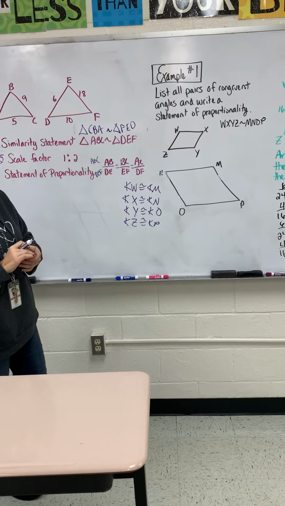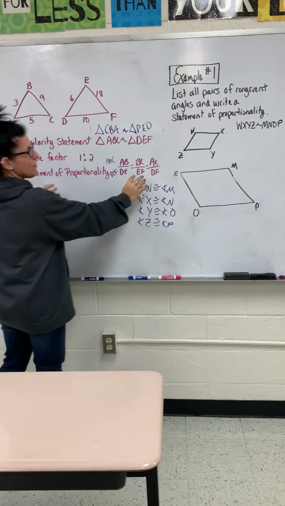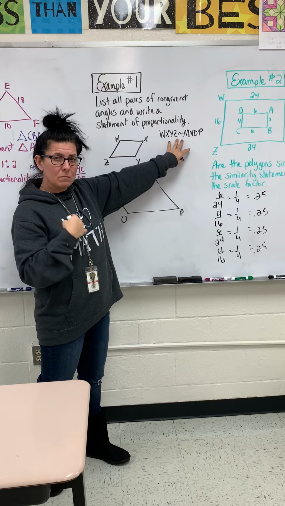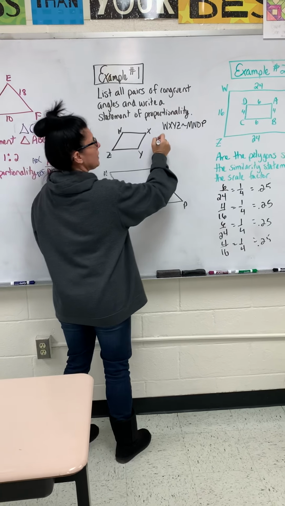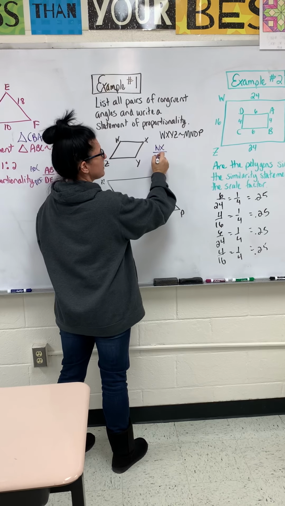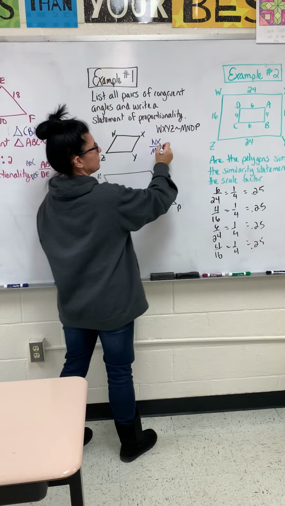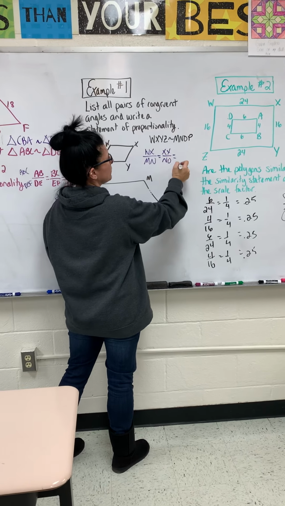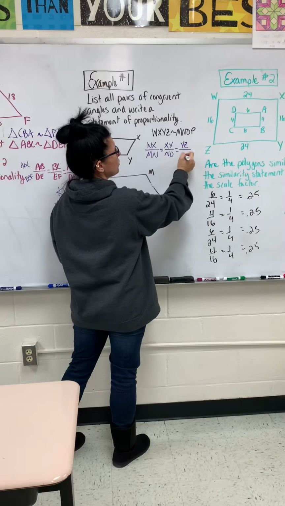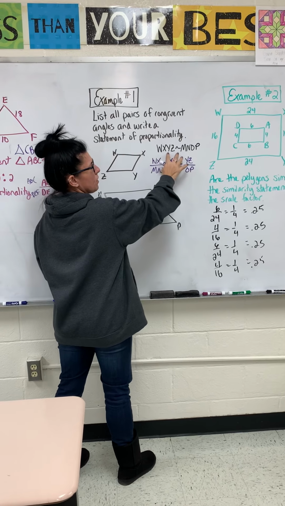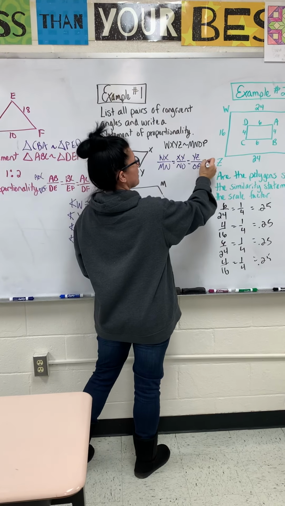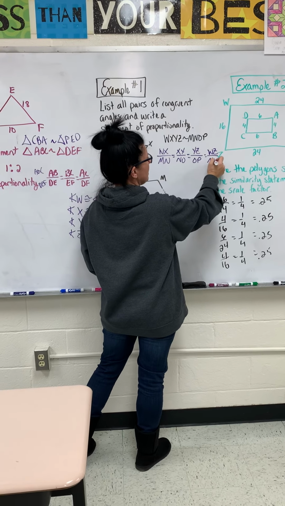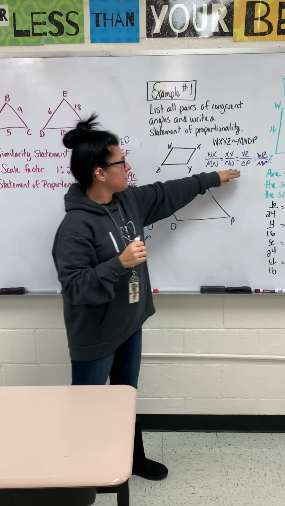The next thing asked me to write a statement of proportionality. Remember what that looks like. Again, I'm going to use this because it's much easier to me than using the picture. So WX is proportional to MN. XY is proportional to NO. YZ is proportional to OP. Hopefully you're following along from here where I'm getting this from. And then WZ is proportional to MP. So this is my statement of proportionality.